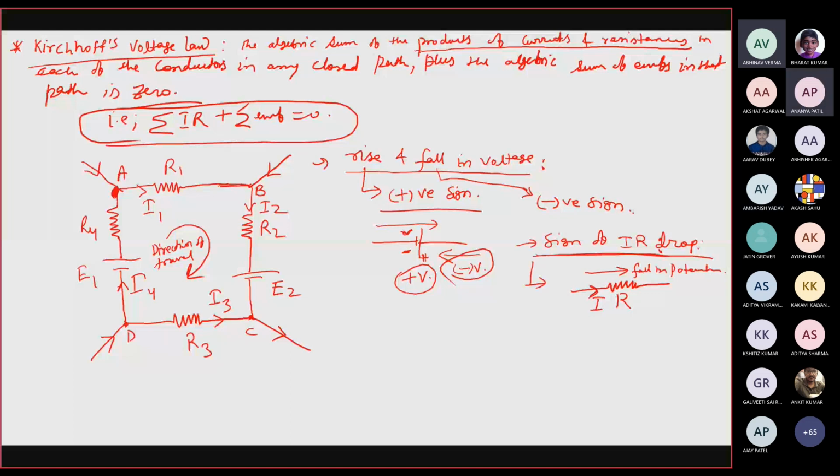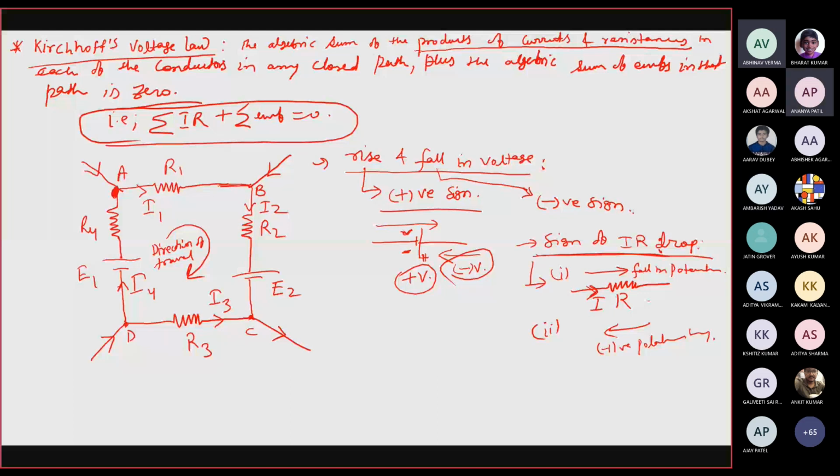And that was the first case, when we are moving in the same direction as the current. Now the second case: for the same resistor and the given direction of current, if we travel in the opposite direction of the current, then you will have to consider the positive polarity of the IR drop, because we are moving from the lower potential towards the higher potential, from lower voltage towards higher voltage. So there will be a gain in the voltage. That's why we will have to consider the positive sign.